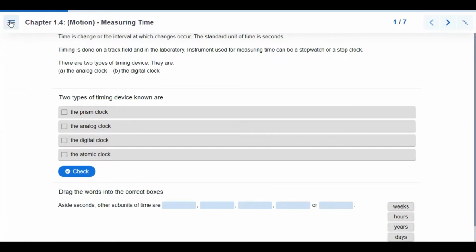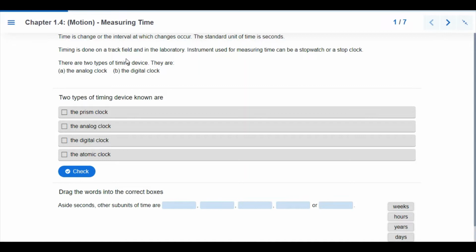Good day, students. I'm here to take you on the subtopic on the motion: measuring time. Time is change, or the interval at which changes occur. The standard unit of time is seconds. Timing is done on a track field and in a laboratory. Instruments used for measuring time can be a stopwatch or a stop clock.